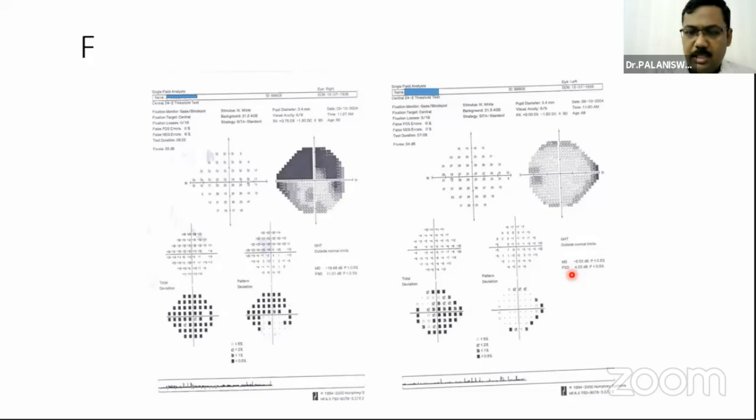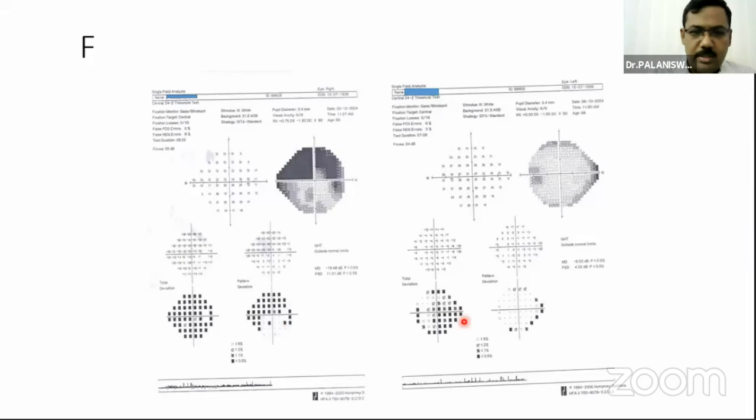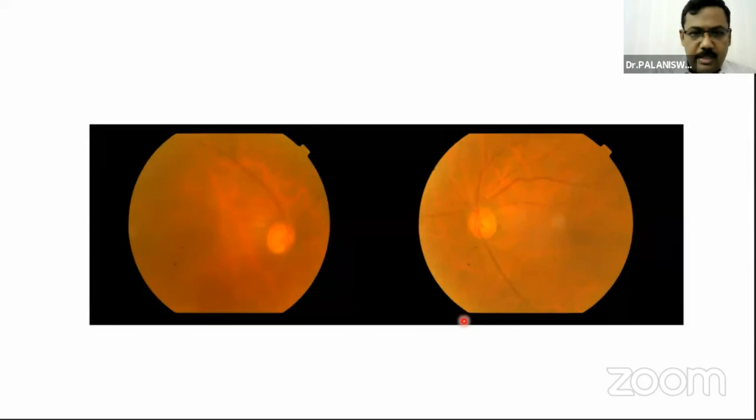PSD has been flagged. So as expected, as you can see from the image, the patient has cataract. So that is why there was a difference between the total deviation and the pattern deviation. And in spite of the advanced cataract, we can make out in the right eye, there is an advanced cupping. Left eye appears to be normal.